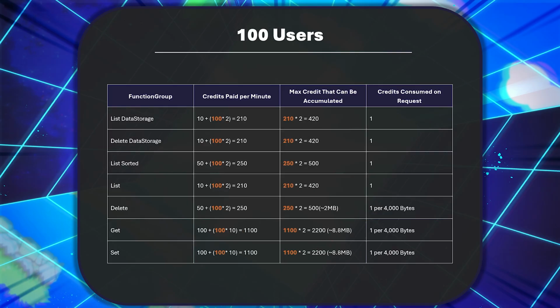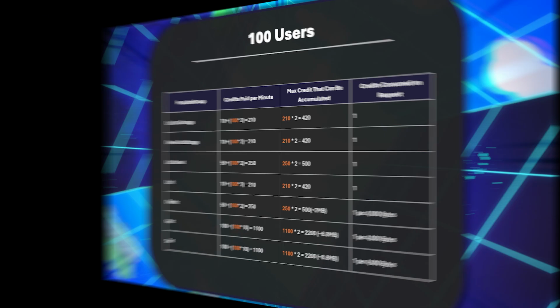And finally, with 100 users, we can see a 2-minute max for the list data storage of 420 requests, and our delete with a 2-minute max of roughly 500, which is about 2 megabytes, and our get and sets with a 2-minute max of 2,200, which is roughly 8.8 megabytes. So as you can see, the numbers will continue to scale the more users you have concurrently connected to your world. And that's it for today.